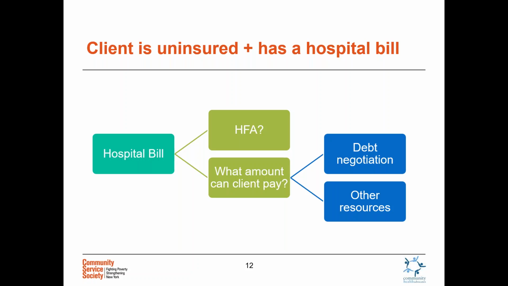So if the client is uninsured and has a hospital bill, you want to first look at hospital financial assistance. We will go into more detail on hospital financial assistance, but just keep in mind that every single hospital that has this policy will publish the criteria for eligibility, and you should check those criteria to see if the client may qualify. You should also confirm what amount the client can afford to pay, and you might consider debt negotiation if hospital financial assistance isn't an option.